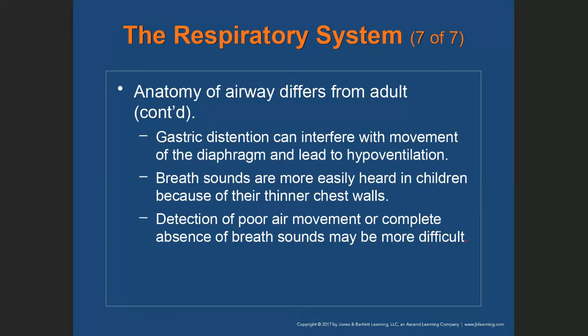Gastric distension can interfere with movement of the diaphragm and lead to hyperventilation. So if their stomach becomes distended, it can cause the diaphragm to shift upward, and that can interfere with their tidal volume, which can lead to hyperventilation. Breath sounds are more easily heard in children because of their thinner chest walls. Detection of poor air movement or complete absence of breath sounds may be more difficult.